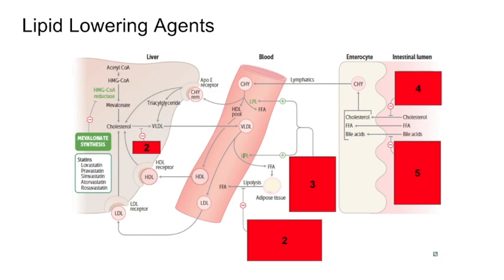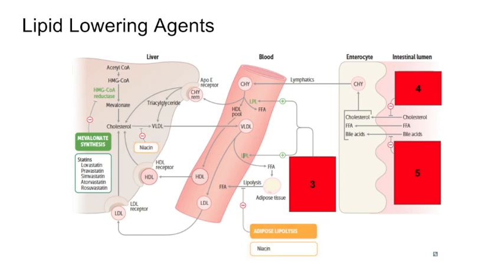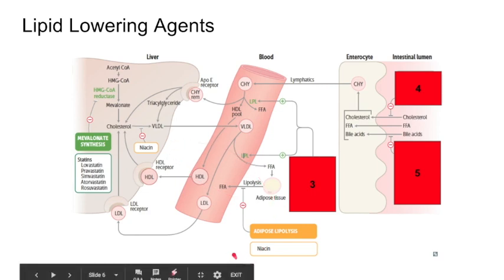If you guessed statins and HMG-CoA reductase is the mechanism, you got that one right. So number two, what is inhibiting the cholesterol conversion into very low density lipoprotein and is also inhibiting lipolysis of adipose tissue? If you guessed niacin, you guessed correctly.